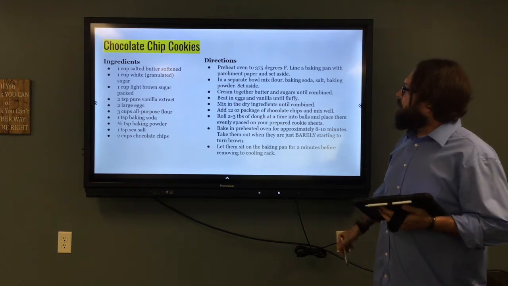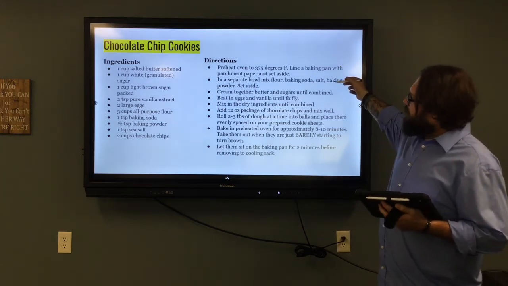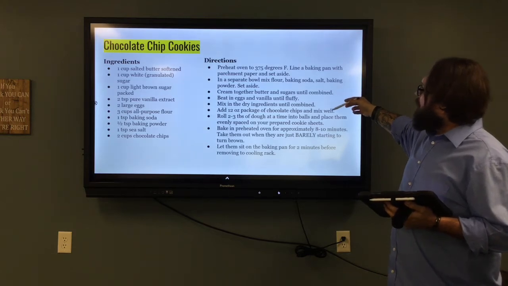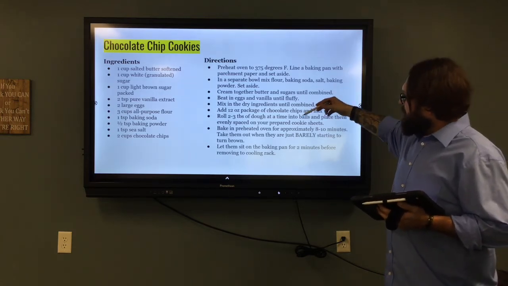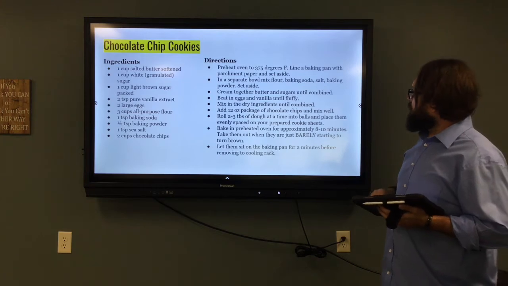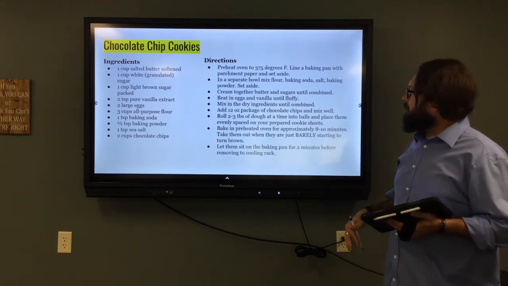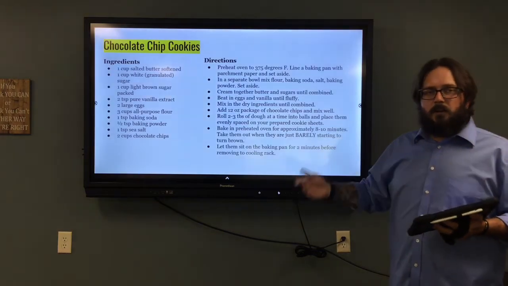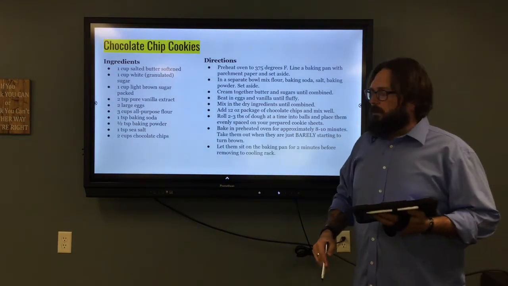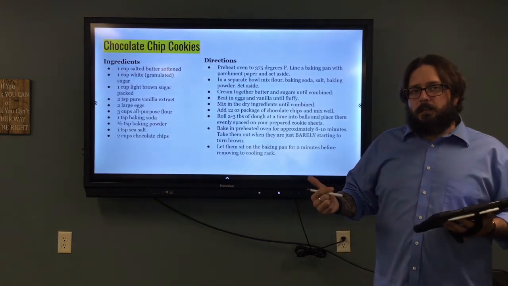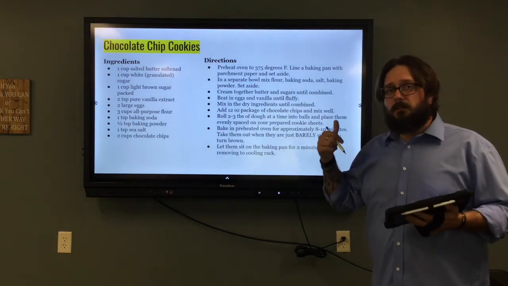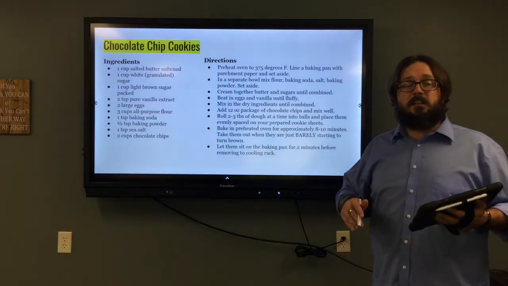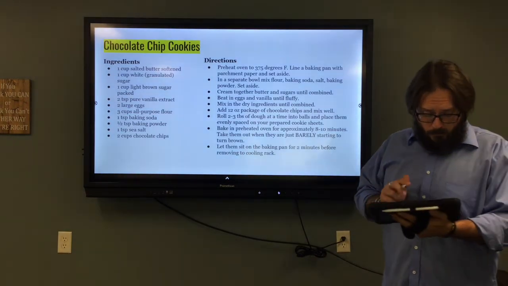So the process begins with preheating the oven to 375 degrees. Next step is in a separate bowl, you're going to mix your flour, baking soda, salt, baking powder, and then set it aside. And then it goes through each step of the process. Recipes are probably one of the most common things that you will encounter that is presented in sequential order.